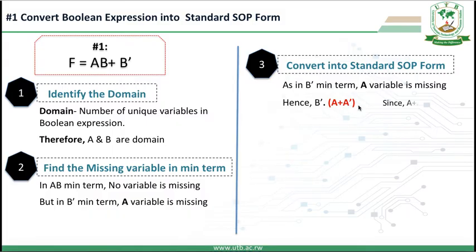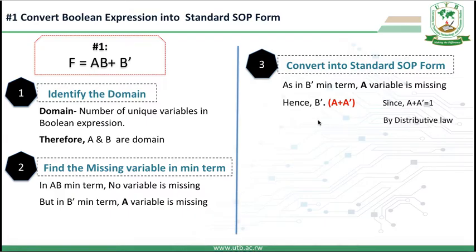So why are we multiplying with A plus A complement? Because we know that A plus A complement is equal to 1. So when we multiply any number with 1, the resultant value will not change. That's why we are applying this rule right now, because this is the variable we are missing. So for a missing variable we use this formula. A is missing, that's why A plus A complement, and A plus A complement is 1. When we multiply 1 with B complement, this will not make changes. Okay, so let's go ahead.